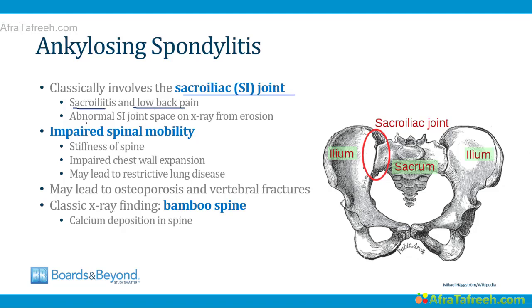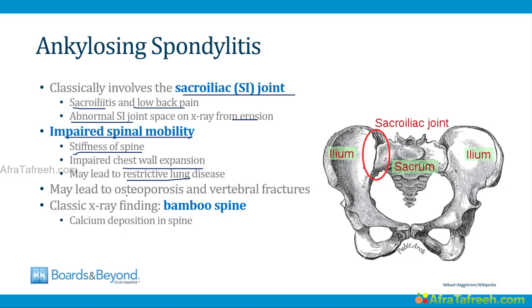And when you do an x-ray, these patients can have an abnormal SI joint space, and that's from erosion of the joint space due to inflammation. AS patients also classically develop impaired spinal mobility. This is from stiffness of the spine. This can lead to impaired chest wall expansion, and in some cases it can even lead to restrictive lung disease because the spine is so stiff that they aren't able to inflate the lungs normally.